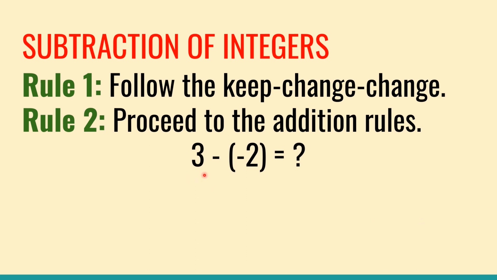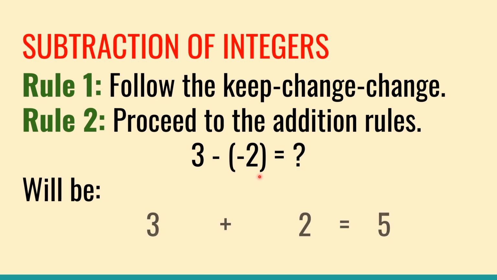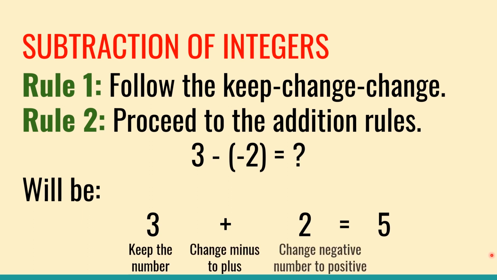Example, 3 minus negative 2. Ito ay magiging 3 plus 2 is equal to 5. Bakit naging ganito ang ating integer? Tandaan na kailangan nating sumunod sa rules. We keep the number 3, we change minus to plus, and change negative 2 to positive 2. Then we proceed to the addition of integers. 3 plus 2 is equal to 5.